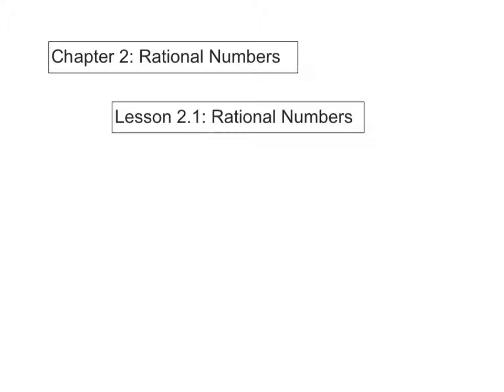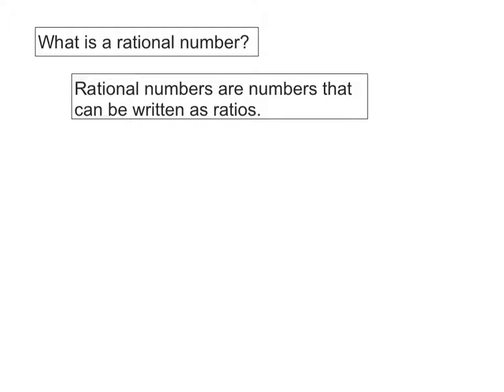In Chapter 2, we are going to be looking at adding, subtracting, multiplying, and dividing rational numbers. A rational number is a number that can be written as a ratio. We're probably more comfortable thinking of numbers that are fractions, like 1/2, or 1/3, 1/8, 2/3.